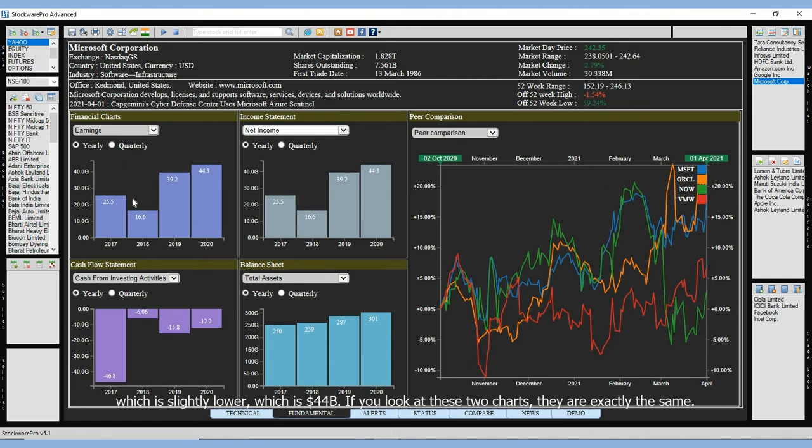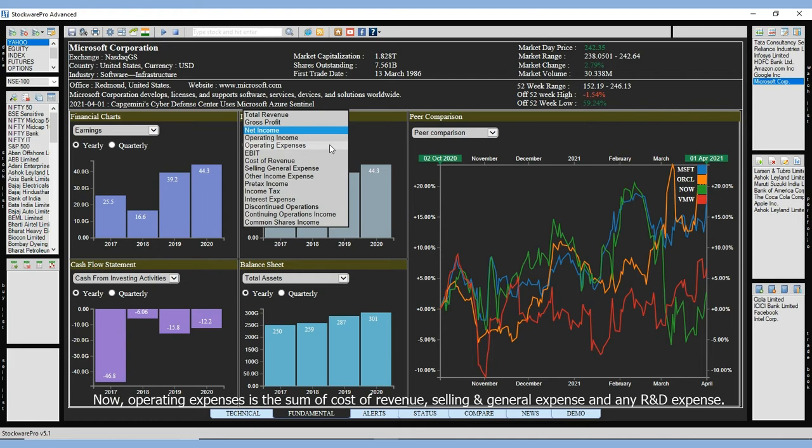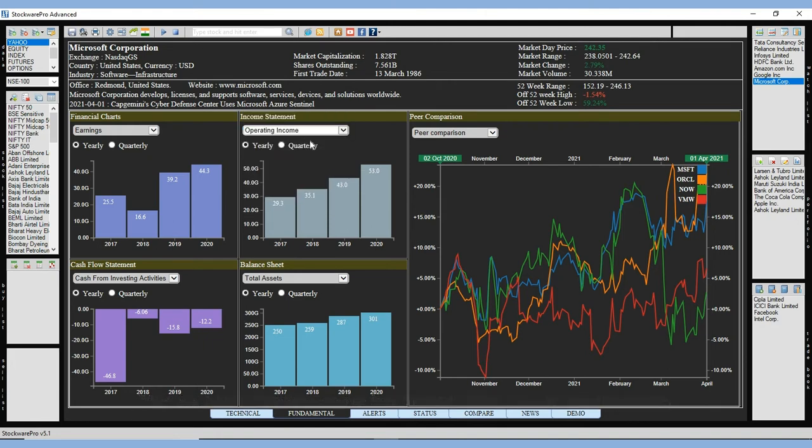If you look at these two charts, they are exactly the same. So the net income and the earnings are basically the same. So net income is one of the main items that you will be able to understand from the income statement. Now, operating expenses is the sum of the cost of revenue, selling and general expense, and any R&D related expense. When you subtract operating expense from the total revenue, you get operating income.